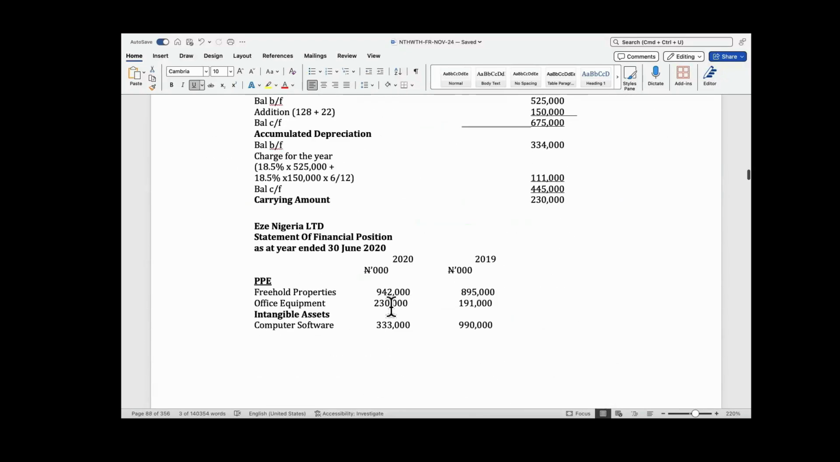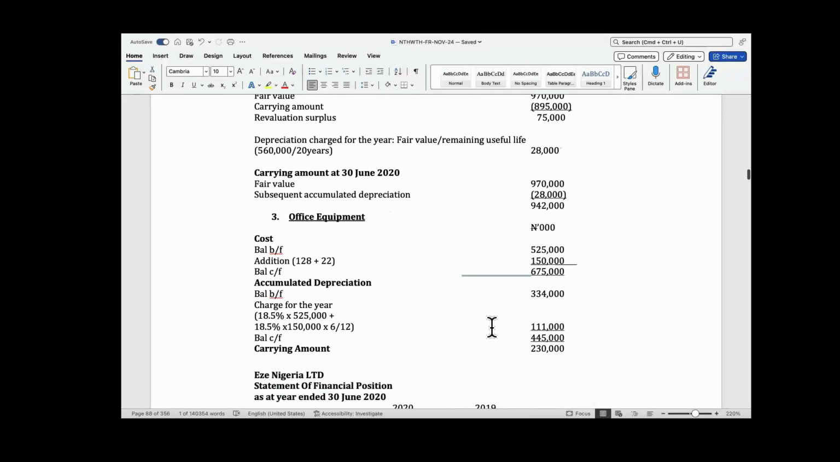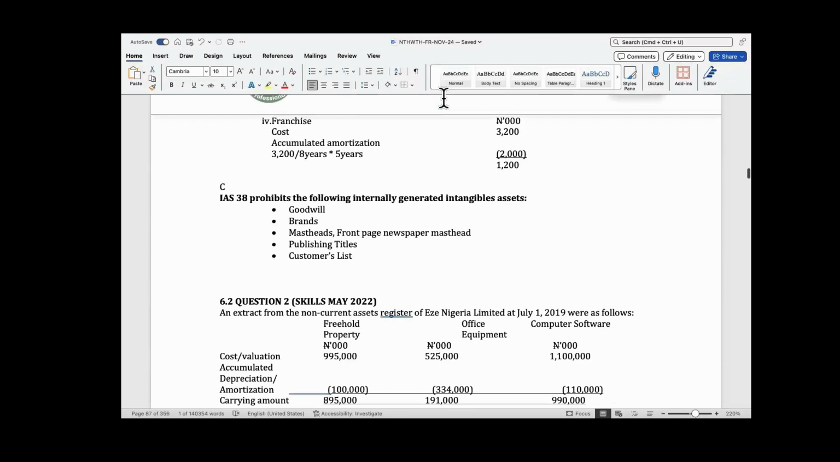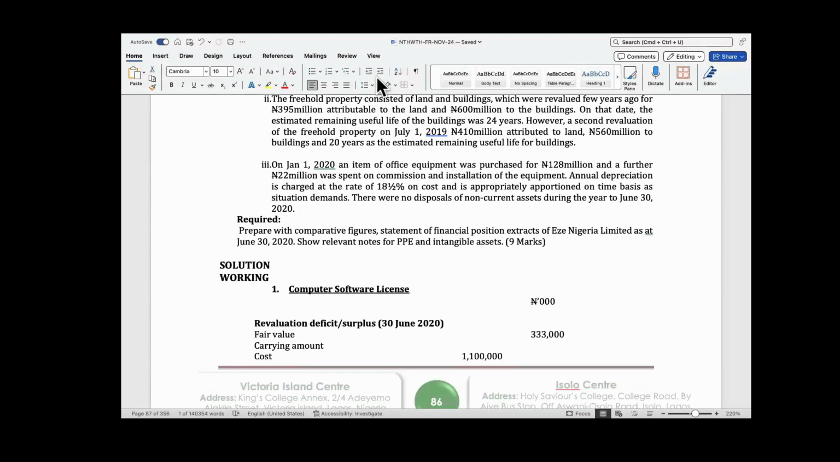Then the office equipment, this 230, this is the 230 that I got. And of course, the corresponding was gotten from my schedule. Then under intangible, I have my computer software. I put that as 333. Of course, the corresponding was gotten from the fixed asset schedule. So that's for 9 marks. Okay, so that's this question.